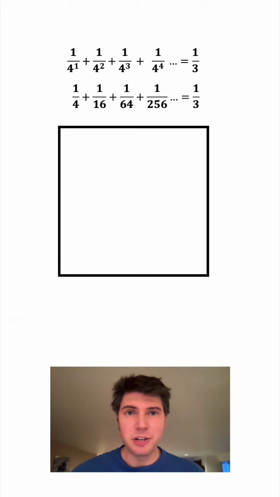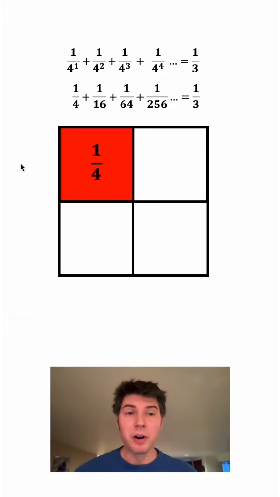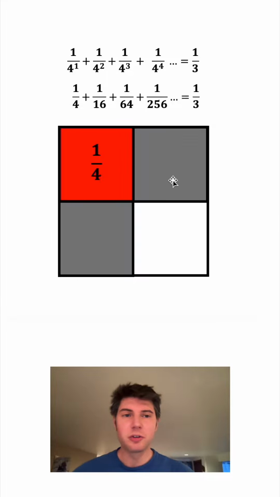You just do powers of 4 in the denominator. We can visualize it geometrically if we take a square, cut the square into 4 equal parts, and then we have 1/4 of it right here. So if we color that red, 1/4 of the square is red. If we color these gray, you can see that 1/3 of everything that's been colored is red.